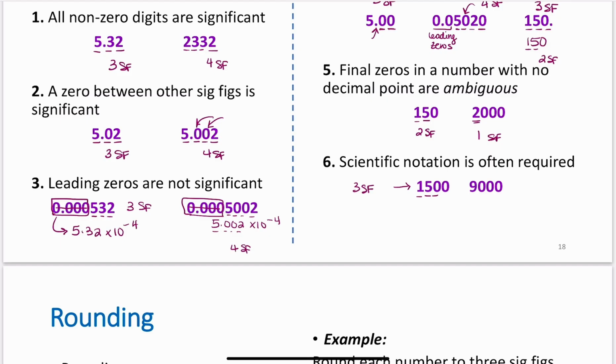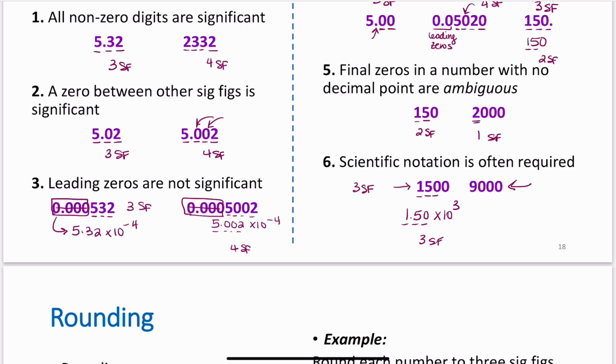That doesn't seem right. So I'm going to put it in scientific notation to emphasize the sig figs of the number. If I write 1.50 times 10 to the third, that is the same numerical number. It's still 1,500, but notice now I have 3 sig figs listed.